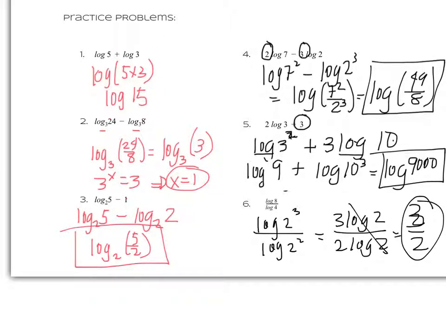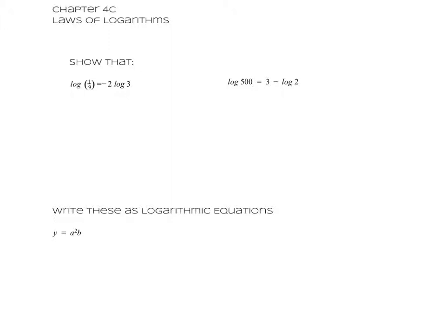Alright, so let's go ahead and try a couple more problems. If you take a look here, it says, show that the log of 1 over 9 is equal to negative 2 log 3. So in order to do that, I know I want to rewrite our left-hand side. We know 9 is the same thing as 3 squared. So we'll do log of 1 over 3 squared equals negative 2 log of 3.